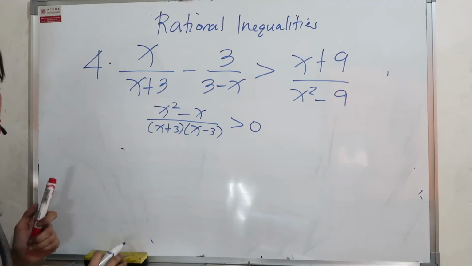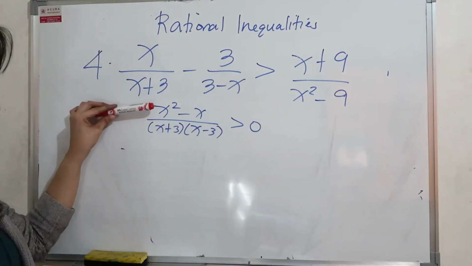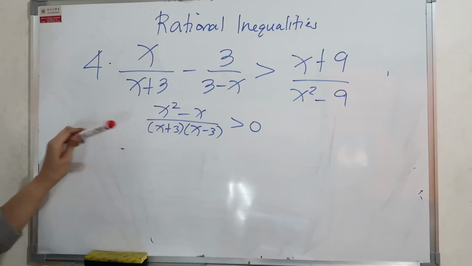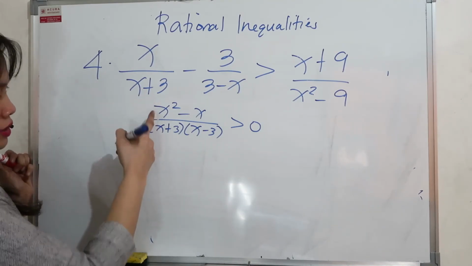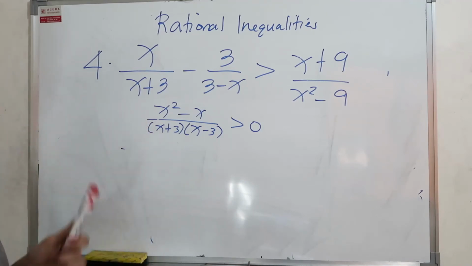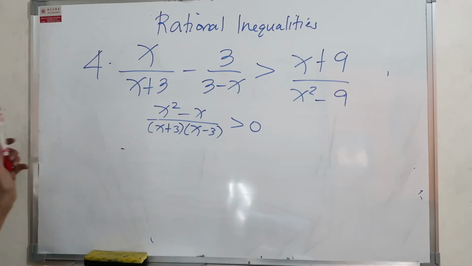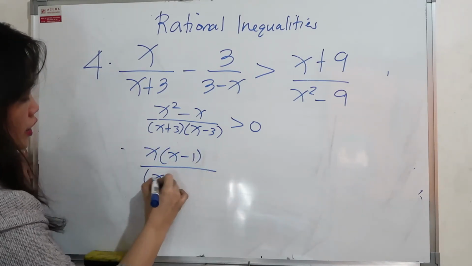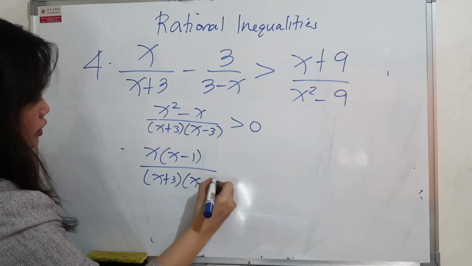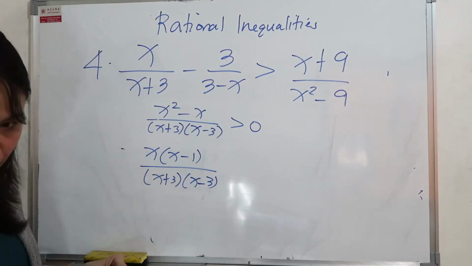Okay. Then what's next, people? You need to get the factors of your numerator and your denominator. So we need to get the factors of this one. What would be the factor of x squared minus x? The factor of x squared minus x would be x multiplied by x minus 1, over x plus 3 over x minus 3. We don't need to factor your denominator because it's already factored.